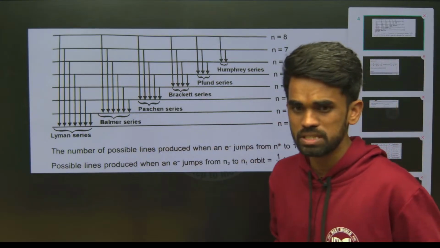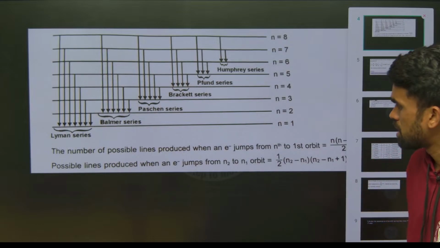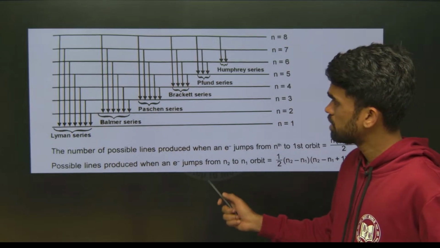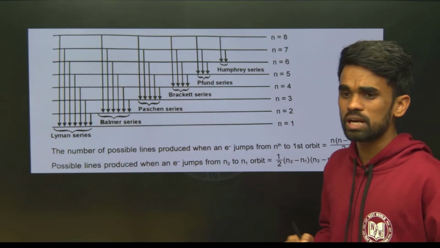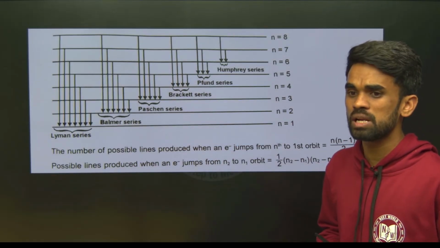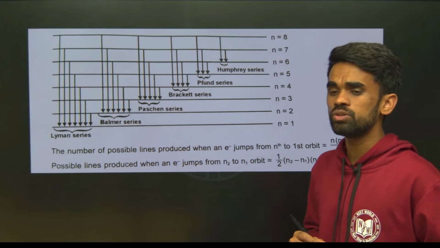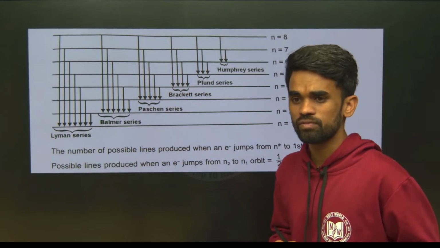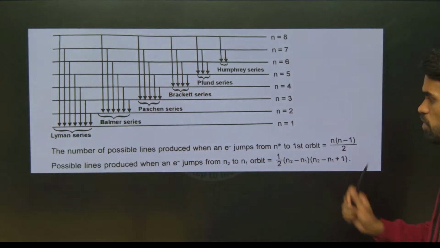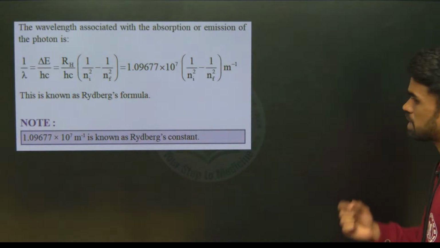Lyman series, Balmer series, number of spectral lines possible. What is the formula given? When an electron is falling from nth orbit to any of the lower levels, the number of spectral lines possible will be equal to half into (n2 minus n1) into (n2 minus n1 plus 1). So this is the formula you should use for finding the number of spectral lines possible.